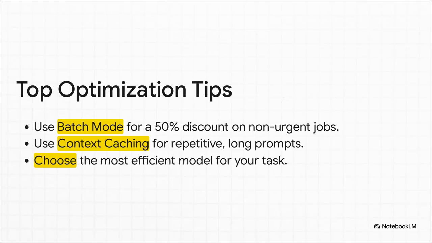So, let's wrap up the top ways to spend smart. First, if you can wait, use batch mode for that incredible 50% off. Second, look into context caching, which is a great way to save money if you're sending big, repetitive prompts. And finally, the golden rule of all this. Always, always choose the smallest, fastest, cheapest model that can reliably get your job done. You know, don't use a sledgehammer to crack a nut.